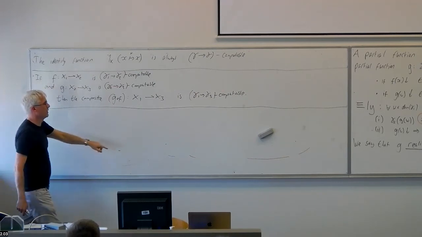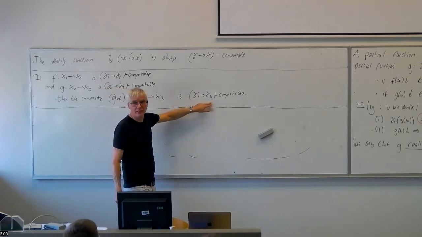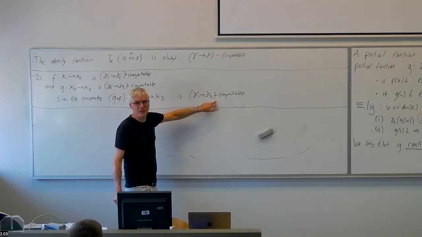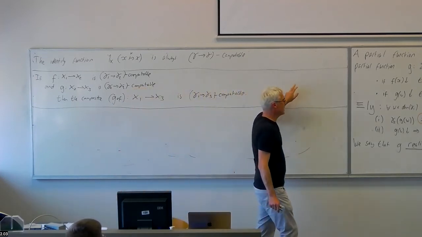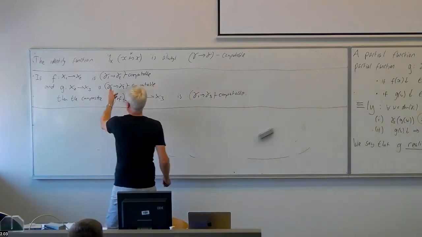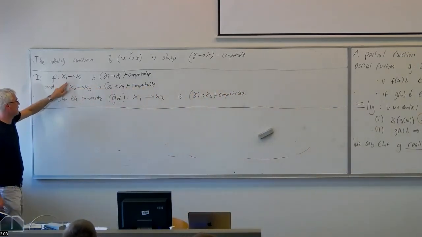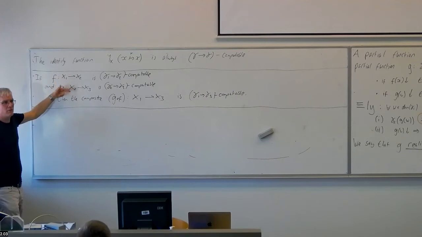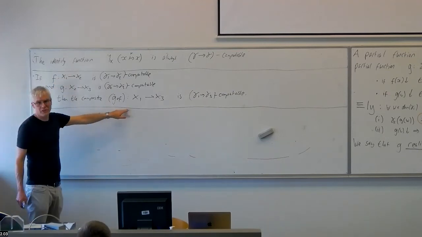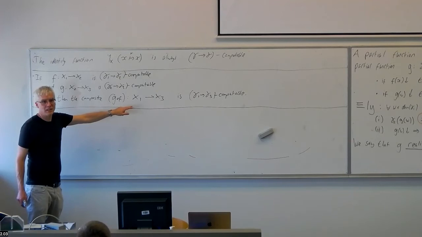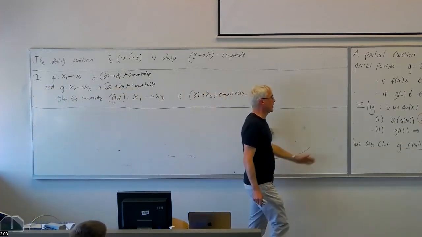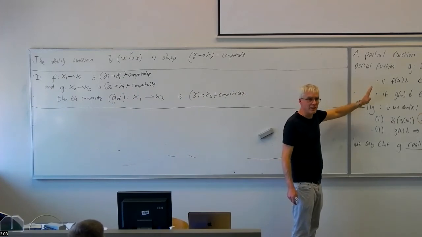So in the notes, there's a proof of this. I'm not going to do it. The idea is simple. You've got two computable partial functions, so they have computable realizers on words, which are also partial functions. You compose the realizers on words, and that composition gives you a realizer on words for the composite function on sets. That's the idea.